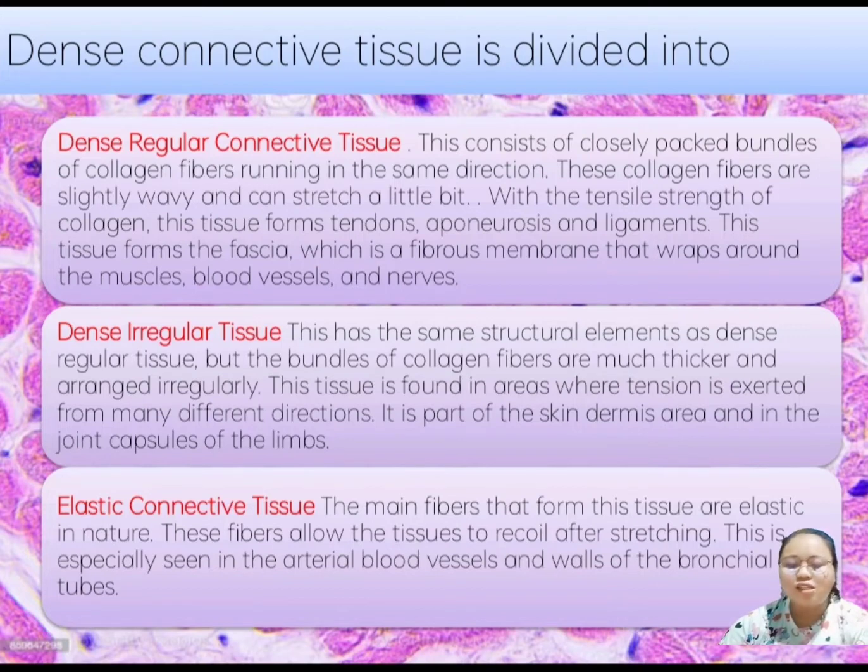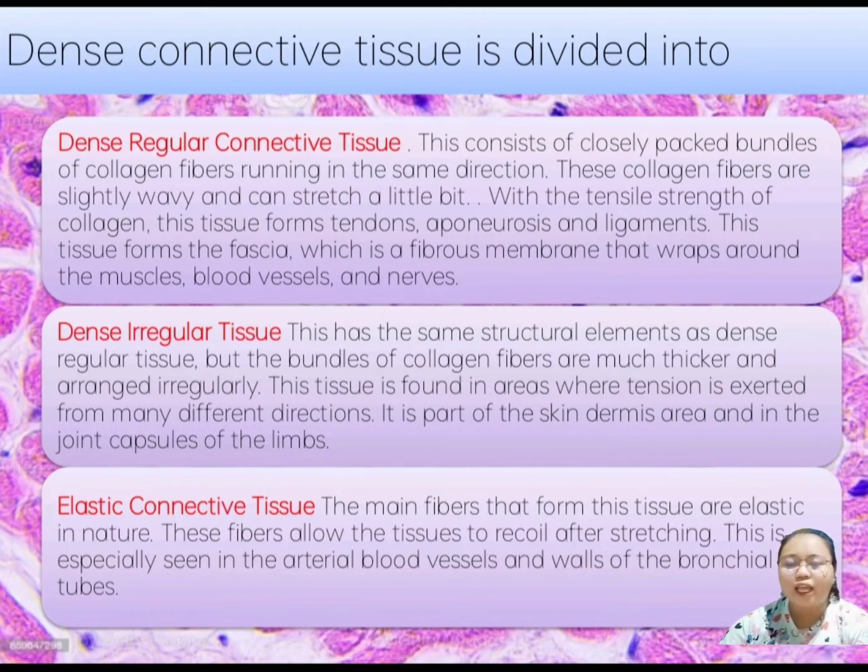With the tensile strength of collagen, this tissue forms tendons, aponeuroses, and ligaments. This tissue also forms the fascia, which is a fibrous membrane that wraps around the muscles, blood vessels, and nerves.